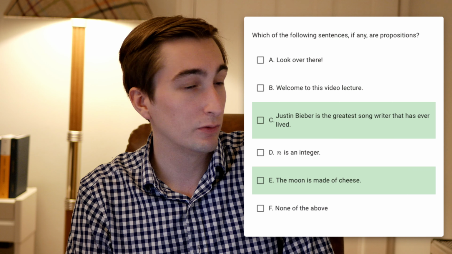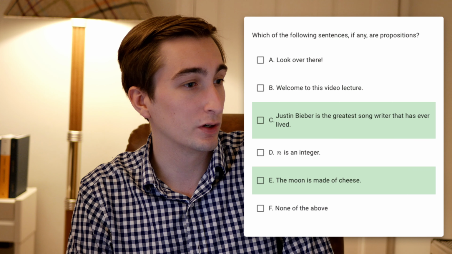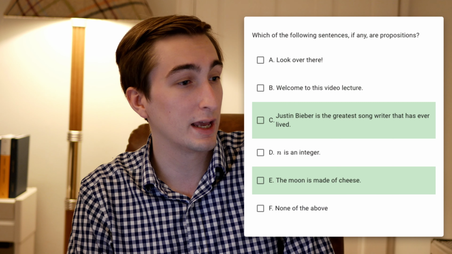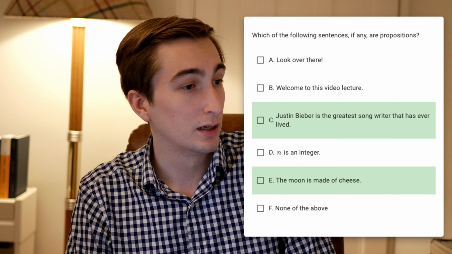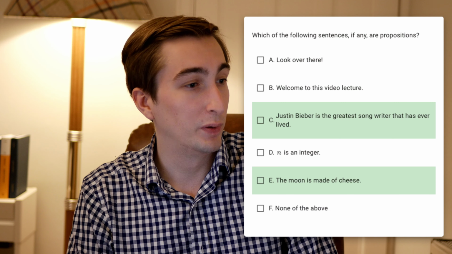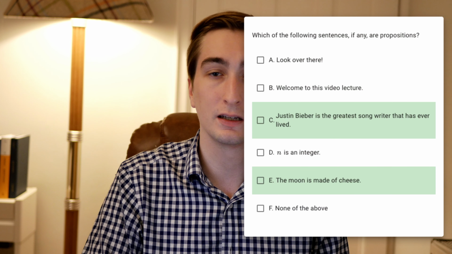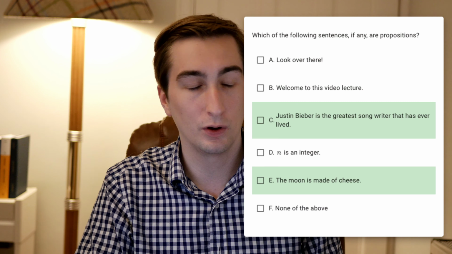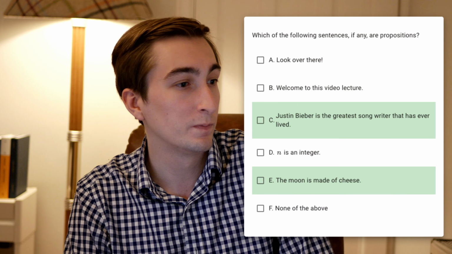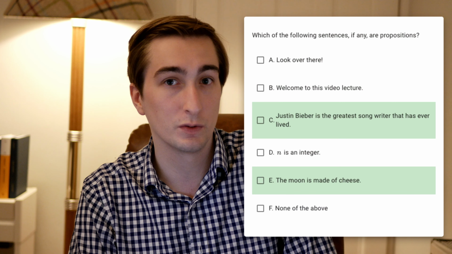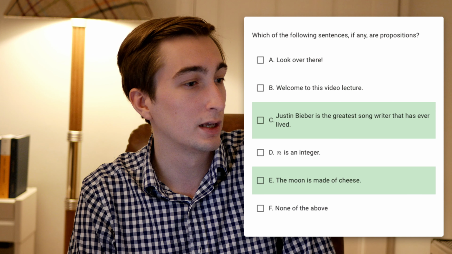So let's look at D. Well, D is our little tricky one if you haven't noticed. If I do, is it true that n is an integer? That does make sense. But I can't determine a truth value again because I don't know what values n can take. It could take anything, and therefore I can't actually determine its truth value. So this is another example of something that I called a predicate.